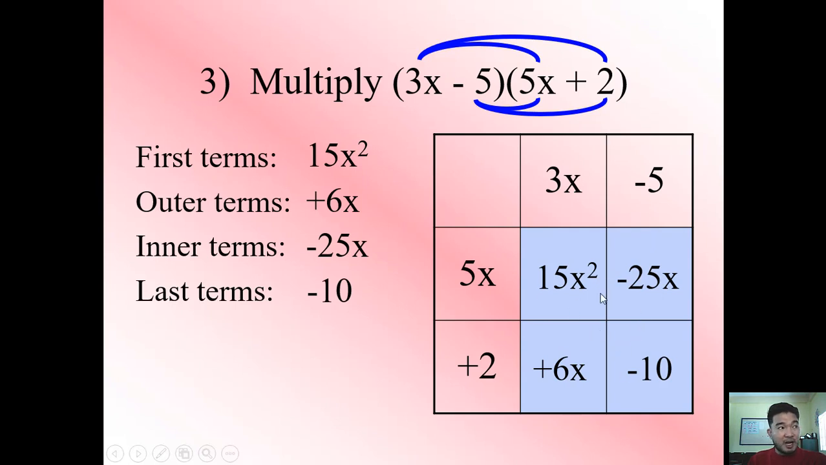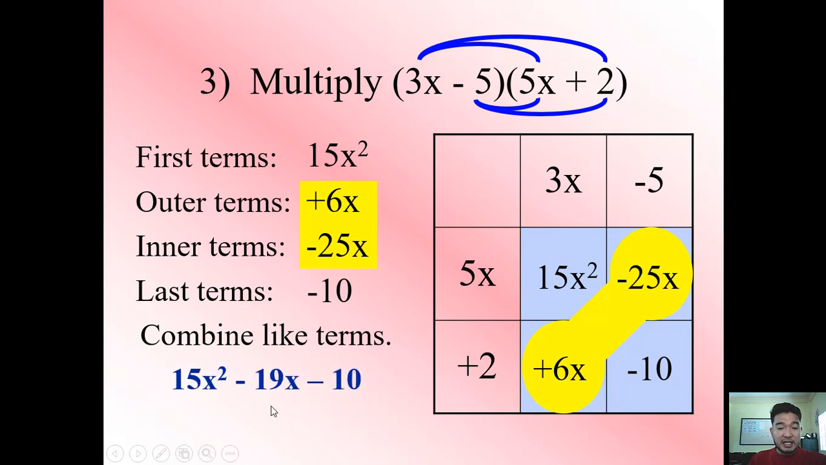So there you go, the products already. Combine like terms, as you can see, we have negative 25x and positive 6x. Ayun yon, yung dalawa na yon. You combine these two, negative 25 plus 6 is equal to negative 19x. So the product would be, you write 15x squared minus 19x minus 10. That is how we use the box method in multiplying binomials.